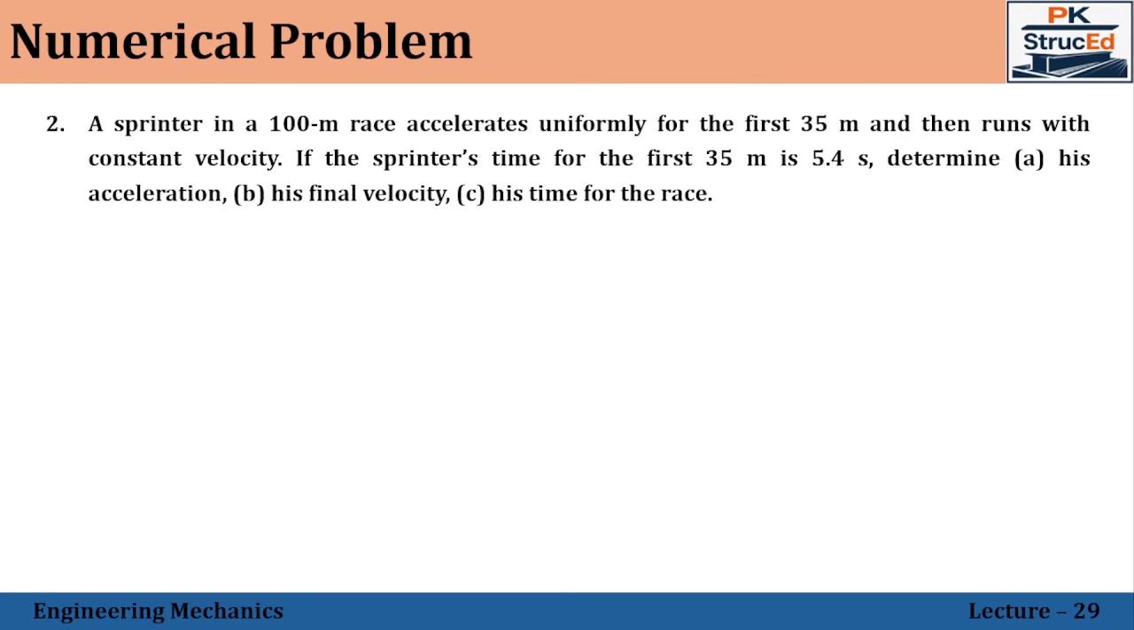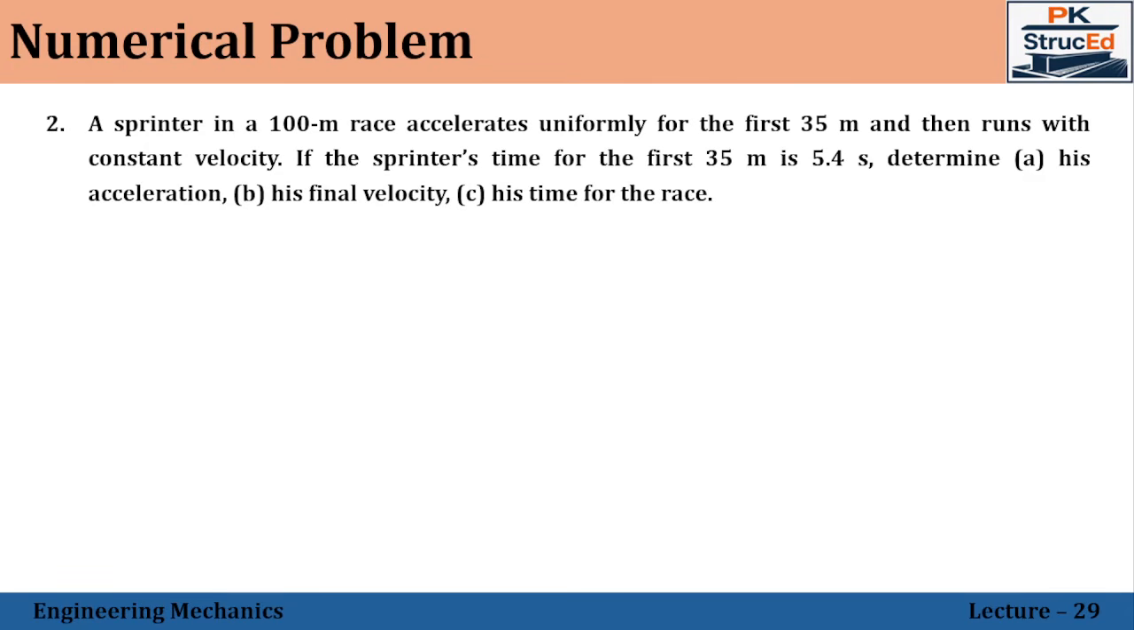Moving on with the second example, in which a 100-meter dash has been given. A sprinter takes 5.4 seconds to reach the first segment of 35 meters, wherein he is increasing his acceleration uniformly. Then after reaching 35 meters, he is going to maintain the velocity until the end of the race. You are supposed to find out the acceleration, the final velocity, as well as the time for the race.